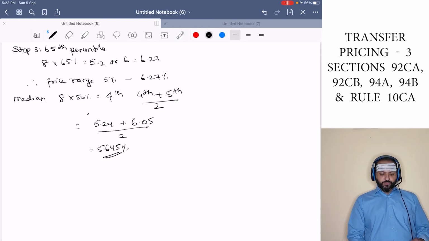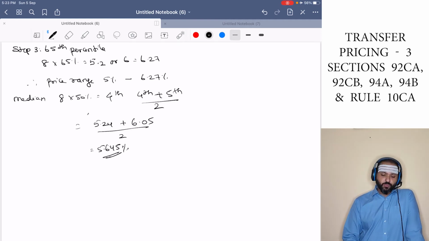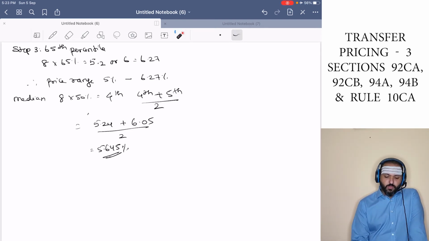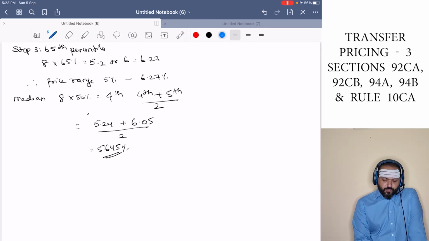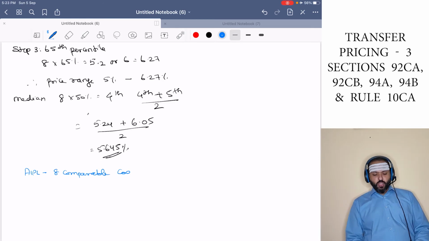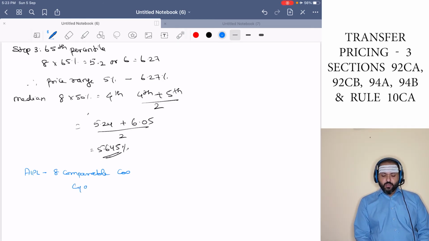Okay. Now let us try to understand some other points with respect to the range concept. Now, AIPL has had 8 comparable companies, which is given in the problem that you have. Now, what has happened? Two companies do not have current year data. Current year data is not available for TechZap and Zebronics.